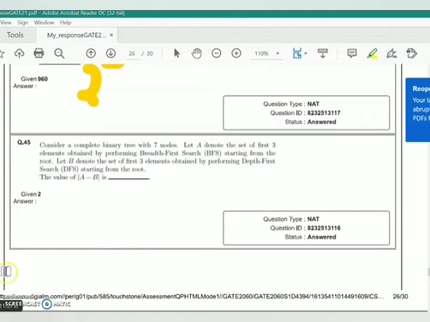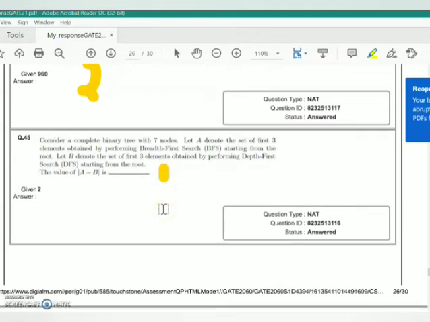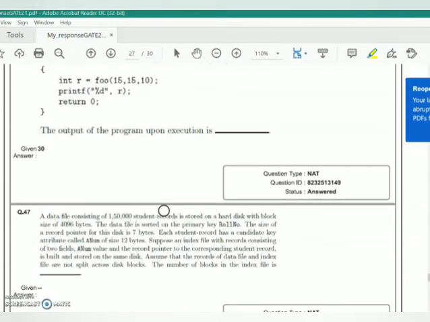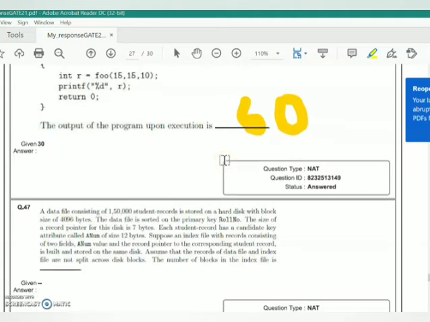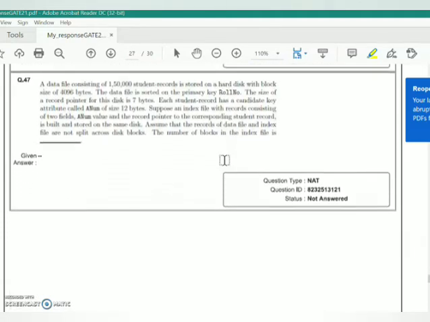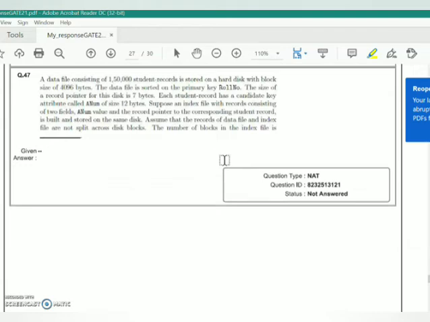Question number 45. Cardinality of A minus B is 1. Question number 46. When we solve the foo of 1, 15, 15, 10, it overall gives 60 as the answer. Question number 47. The number of blocks in the index file.